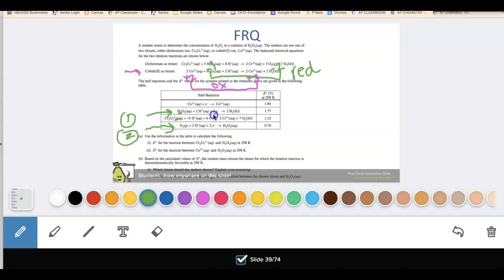Hydrogen peroxide gaining electrons. It's the first one. Who's being reduced in the second one? Oxygen. So I don't care about this one now. This is the one I'm going to keep. Hydrogen peroxide being reduced, 1.77. But the cobalt is in this reaction right here, being oxidized. It's going from +2 up to +3. So this is a reduction half reaction, right? So I have to flip it. So that's going to give me negative 1.84. Uh-oh.